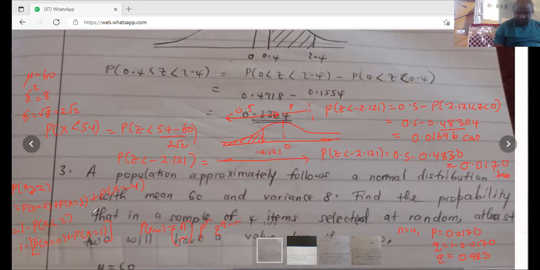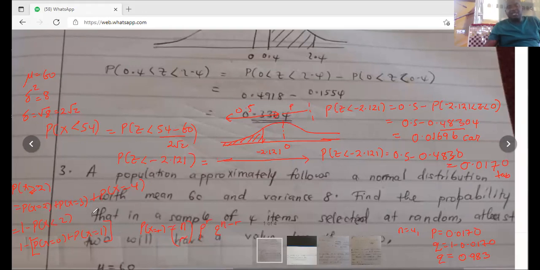I have a question to you about your factor. The question said, find the probability that in a sample of 4 items, selected at random, at least 2 will have a value that is less than 54. Now you have to first find the probability of the value being less than 54. That probability is X less than 54, which has been standardized and we got the probability up there.